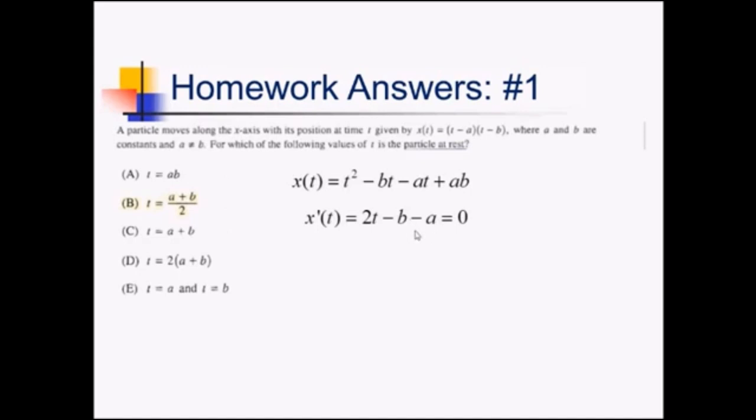So to get t by itself, I just have to add a and b to the other side, and then divide by 2. And let's see, is that one of the answers? Why, it is, choice B.